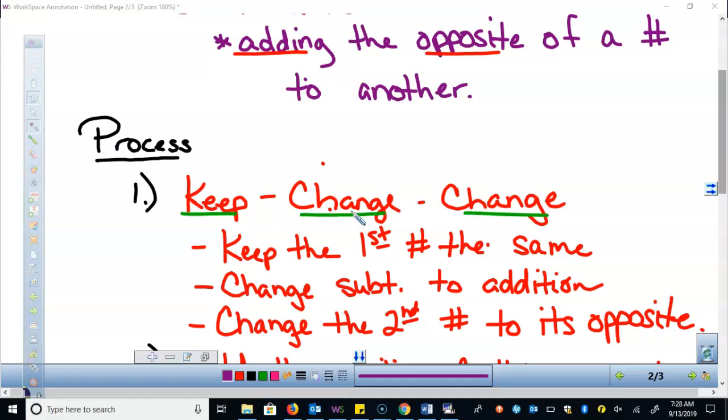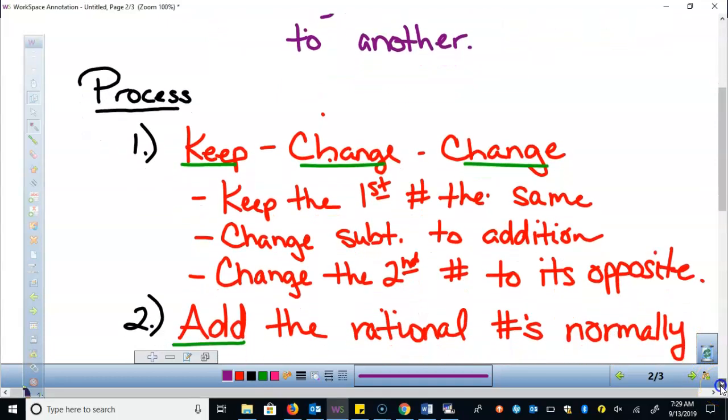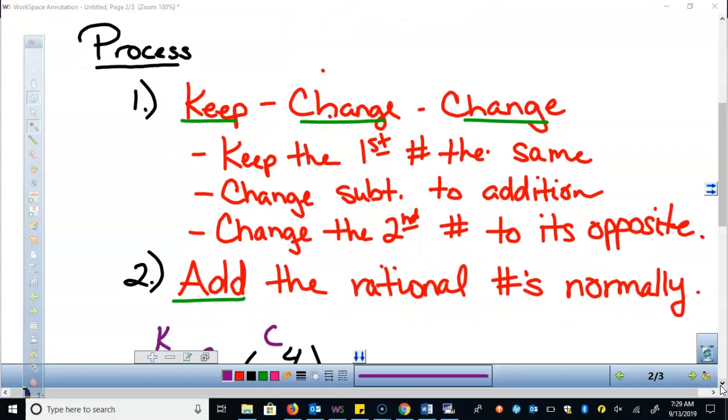Now, what this means is this. First, we are going to keep the first number the same. We're not going to change that first number at all in any way. Then, because subtraction is adding the opposite, we are going to change that subtraction to addition. That's that first change. Then we will change the second number to its opposite so that we are now adding the opposite of one number to the first number. After we do that, we simply add like normal.